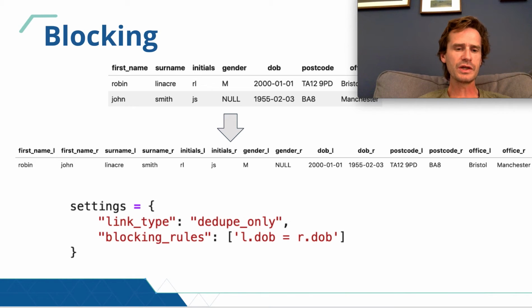Empirically, it's usually almost impossible to find a single blocking rule which reduces the number of comparisons to a manageable level, but at the same time doesn't make any mistakes, which is to say it doesn't remove any true matches. Splink therefore allows the user to specify multiple blocking rules.